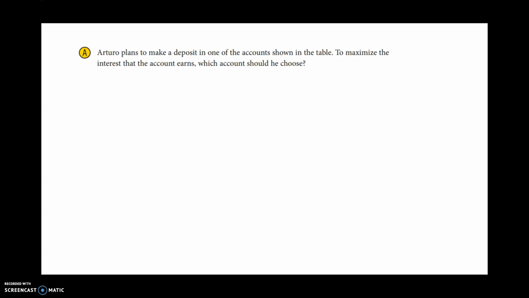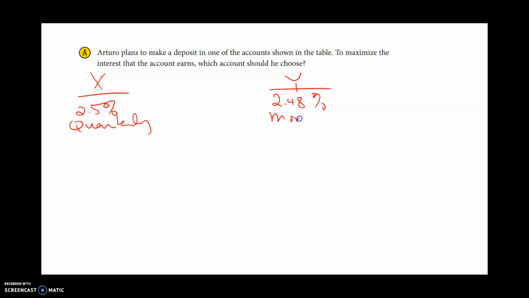Notice that I did not put the equations or the things he wanted to deposit into. So let me pull those out here. He's going to compare two different plans. Account X, he gets 2.5% compounded quarterly. And account Y, he gets 2.48% compounded monthly.